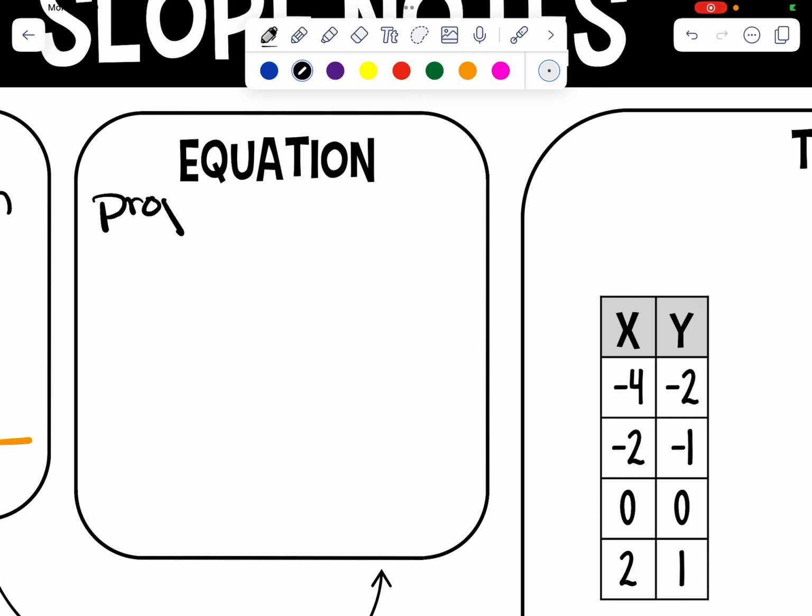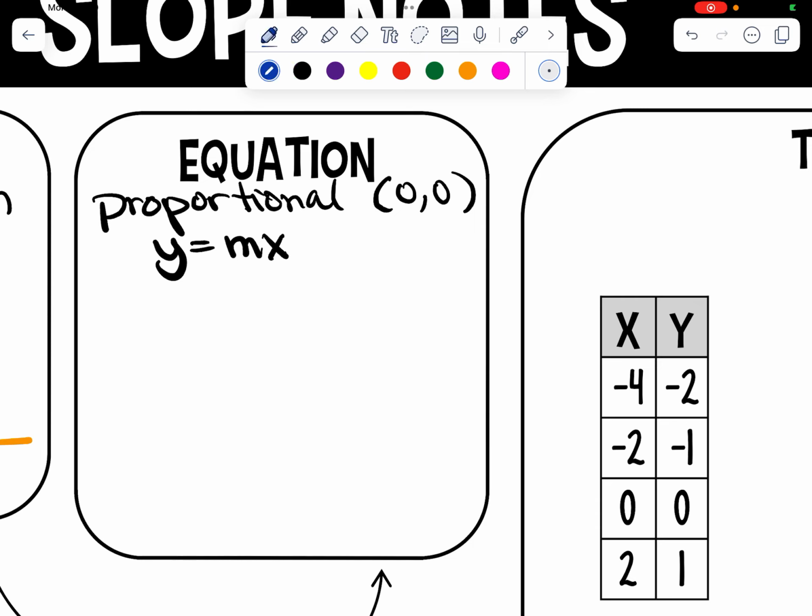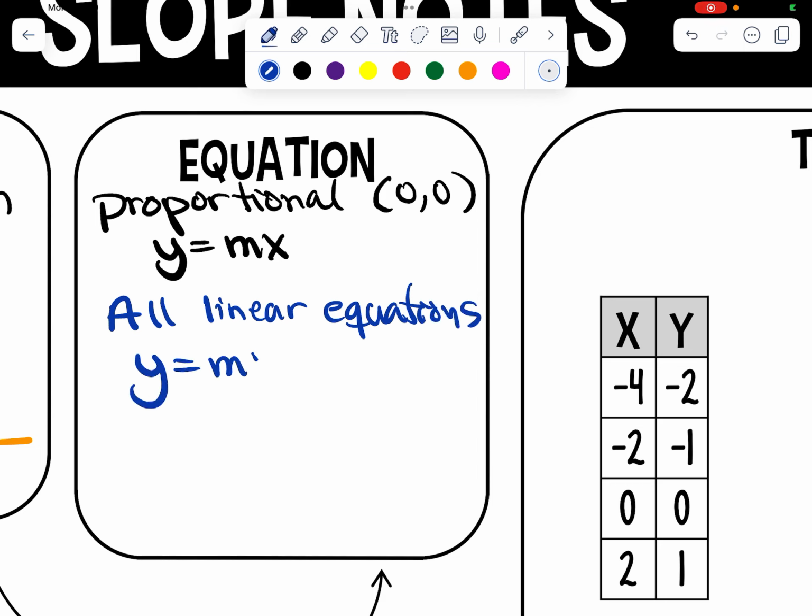Now, there are two equations that we've talked about. We've talked about proportional. Proportional meaning that it goes through the point 0, 0. And that would be y equals mx. But really, the equation for all linear equations, that would be y equals mx plus b.